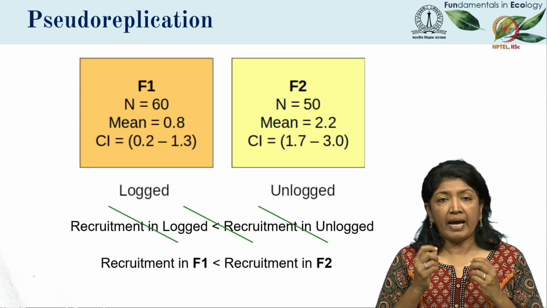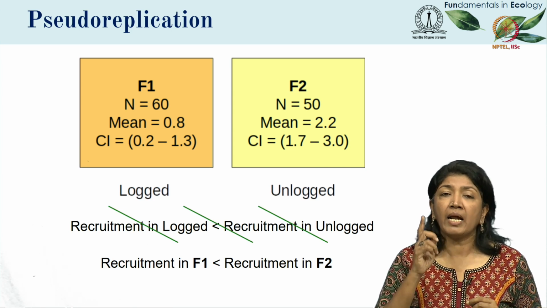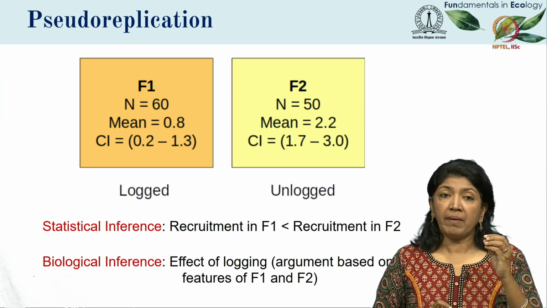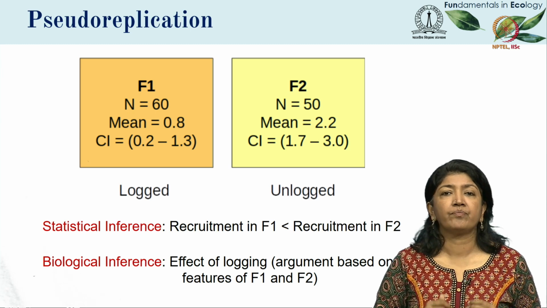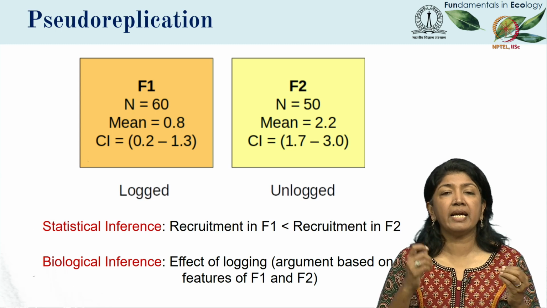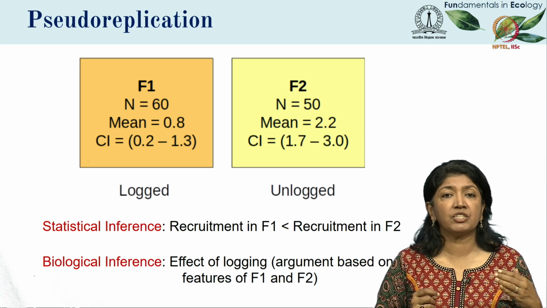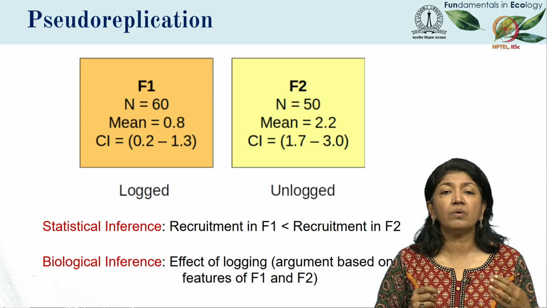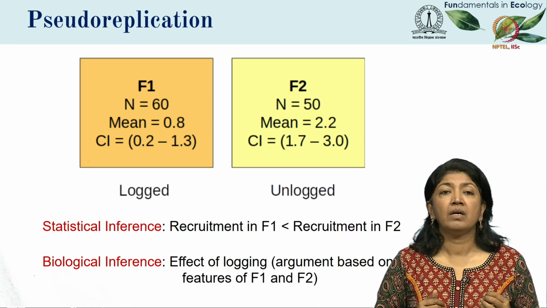However, I actually only have a sample size of 1 for logged forests and 1 for unlogged forests. So, I can make the statistical inference that F1 is less than F2. But there are many different reasons why two data points can be different from each other, right. So, I do not have replication at the scale of forests. So, statistically I cannot conclude that logged forest recruitment is less than unlogged forest recruitment.